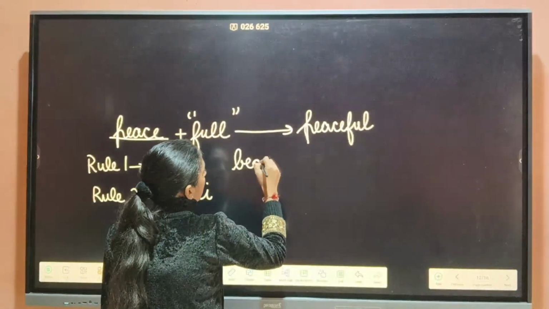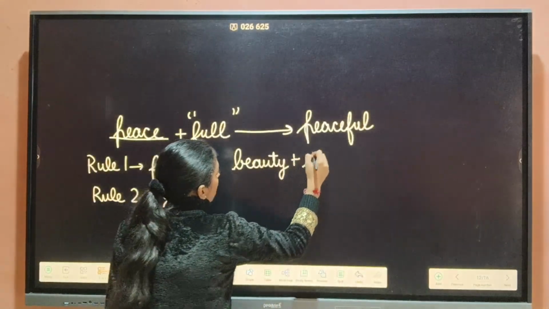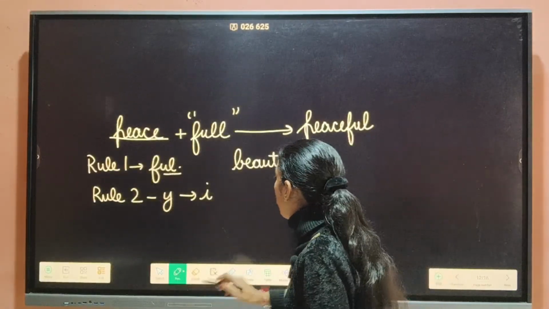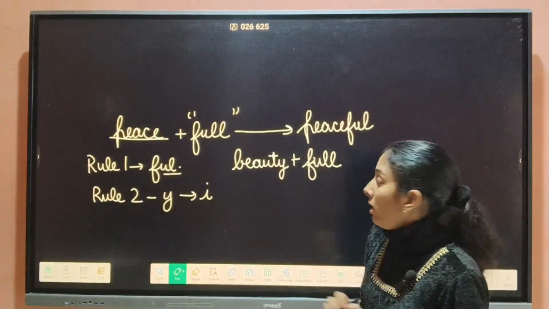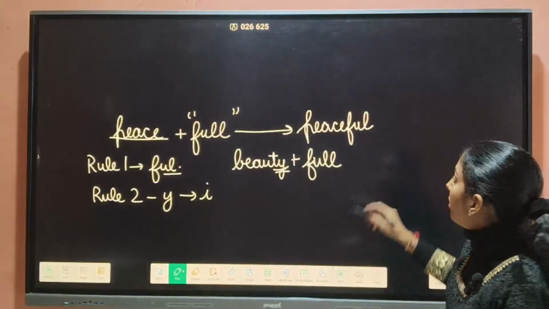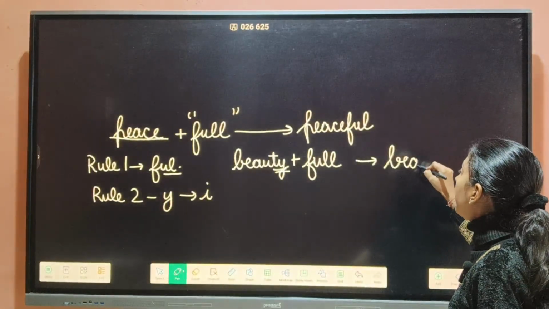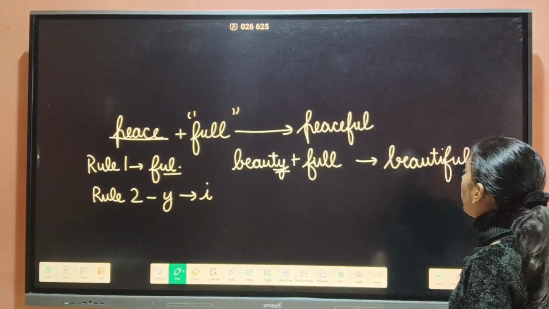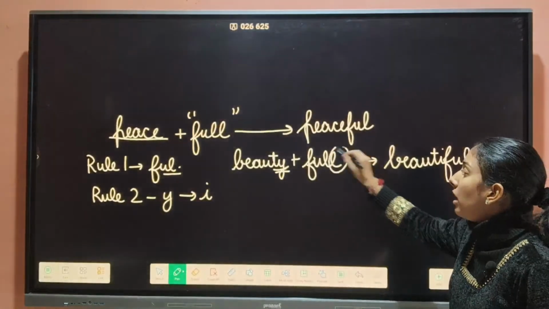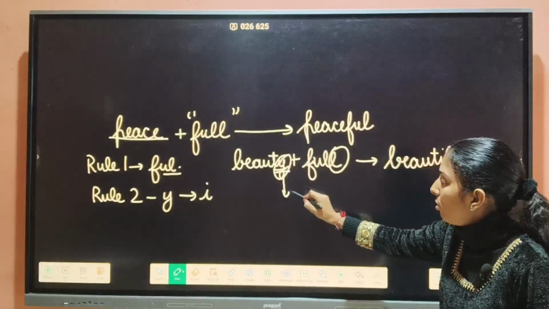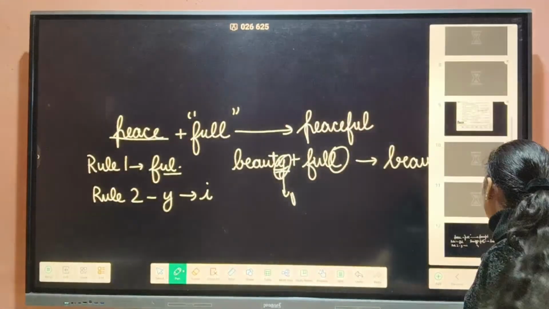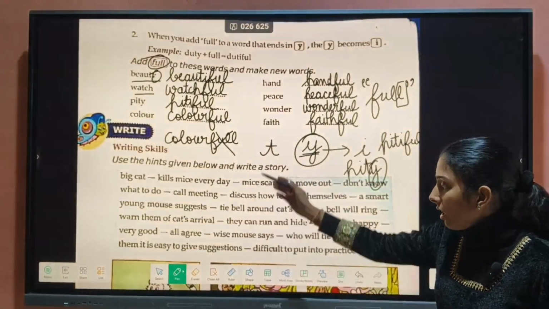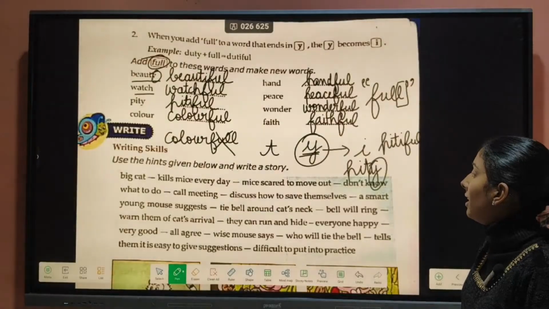Like if I am writing beauty plus full, in last Y is there, this Y will change into I, B-E-A-U-T-I, beauty. Okay, and full, F-U-L. We will cut this L. Okay, and Y will change into I. Just a basic rule. So this was about your chapter. In the last, you have to write a story. A hint is there. Okay, that is a very simple task.